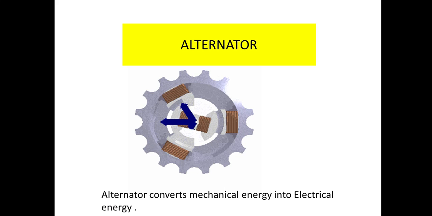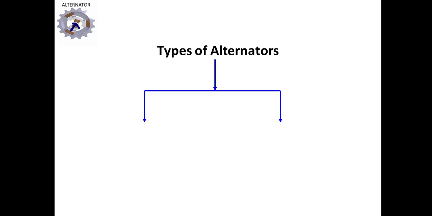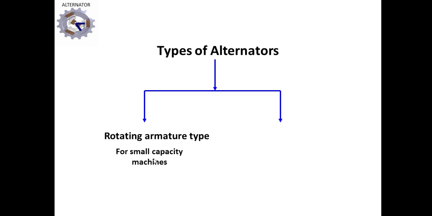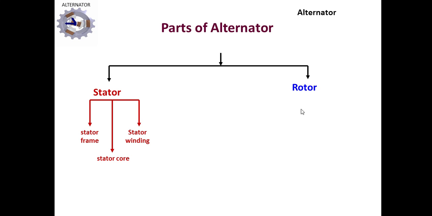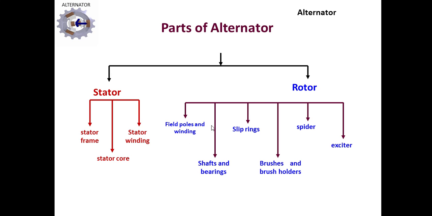Now the types of alternators. We have the rotating armature type, where the armature is in the rotating magnetic field, which is used for small machines, and the rotating field type, which is used for large capacity machines. The machine has a stator part and a rotor. The stator has the stator frame, stator winding and stator core. The rotor has field poles and windings, shaft, bearings, slip rings, brushes and brush holder, spider, and exciter.